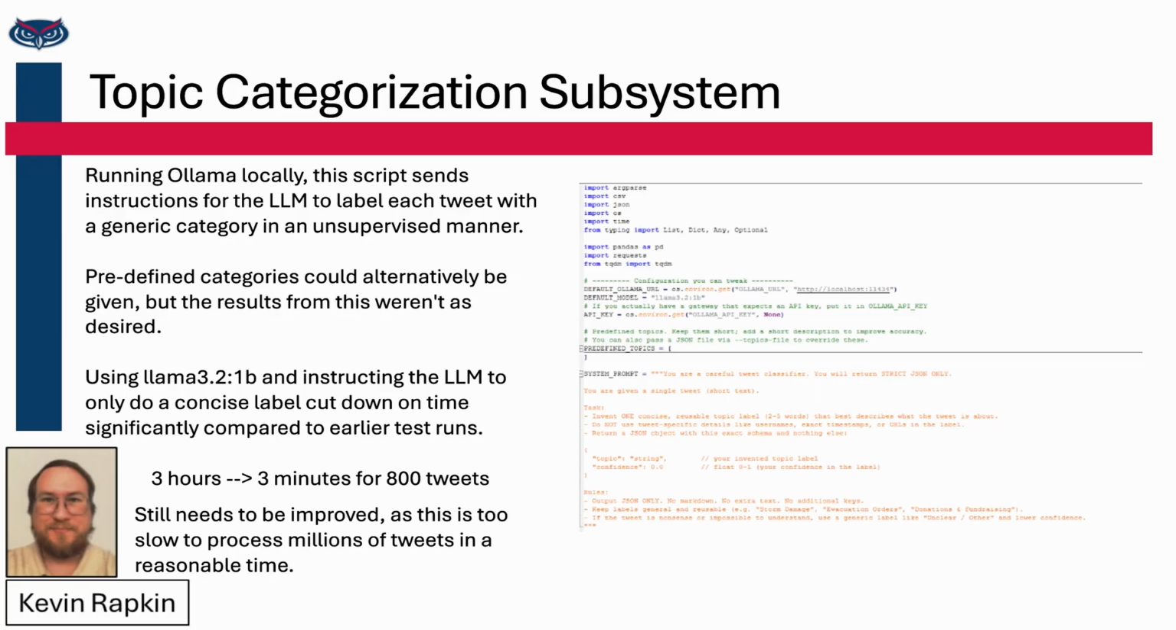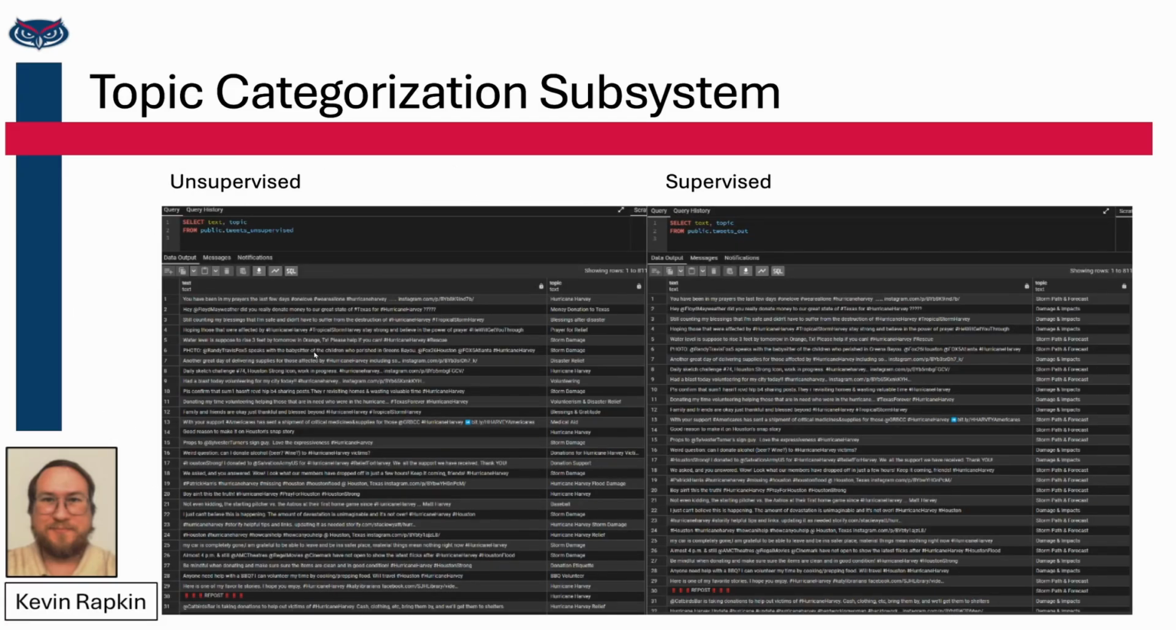This still needs to be improved because this is rather fast, but it's too slow of a process for the millions of tweets that we really want to be looking at. I think it would take like 10 days to go through the 4 million tweets that we have for the one hurricane. So we need to speed up this process. Here's a comparison between the unsupervised version, where we just let the LLM pick categories for each tweet as it saw fit, and the supervised one, where it was given a bunch of predefined topics.